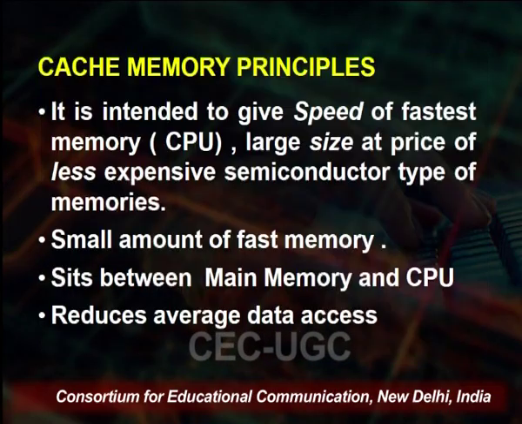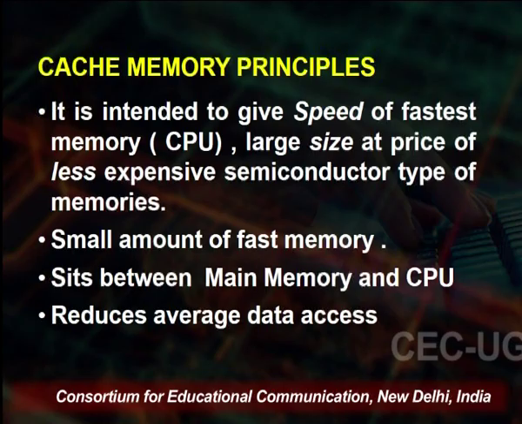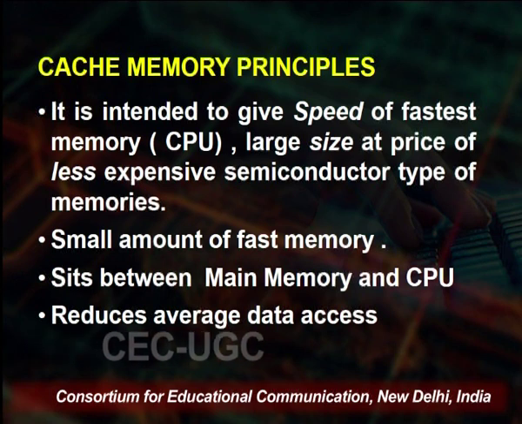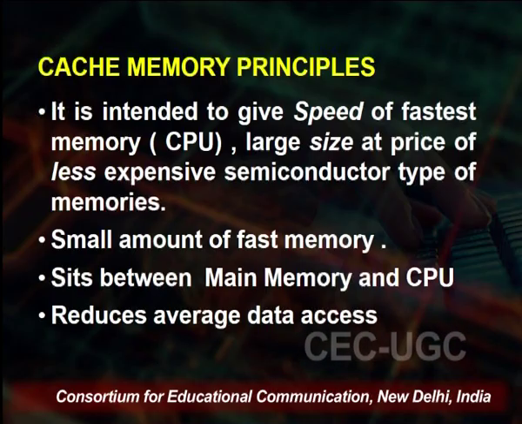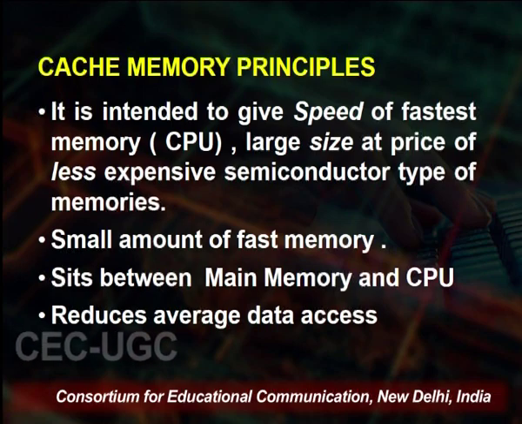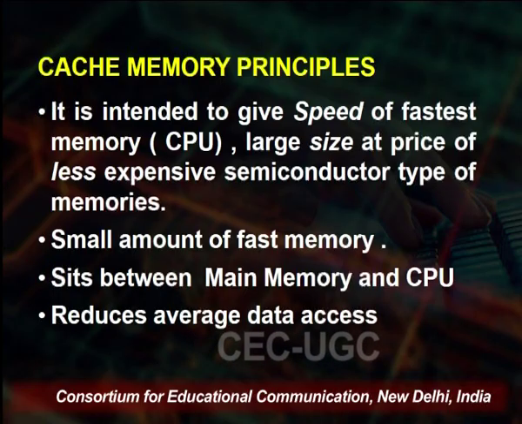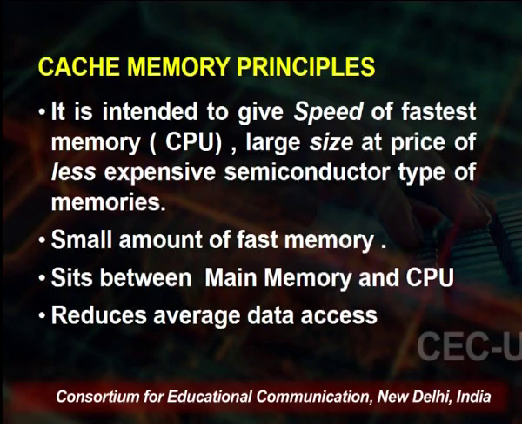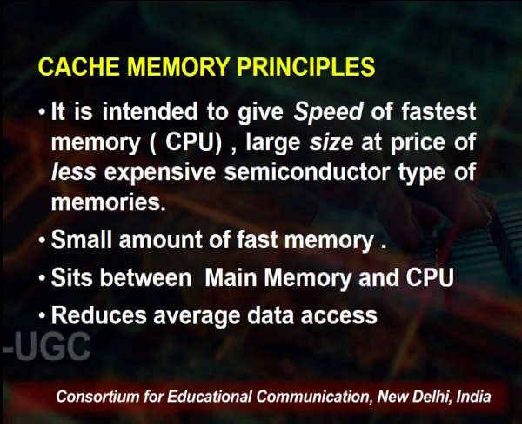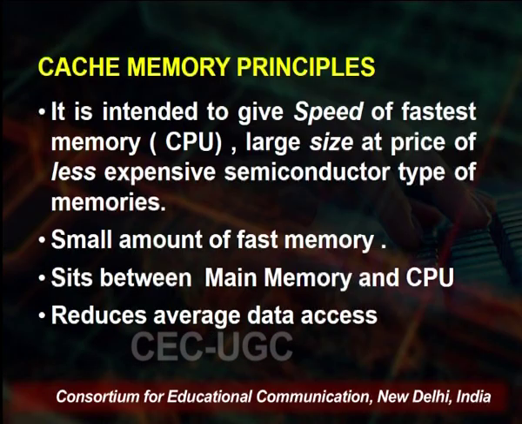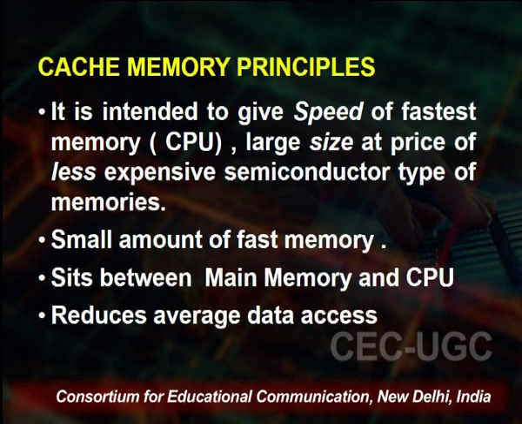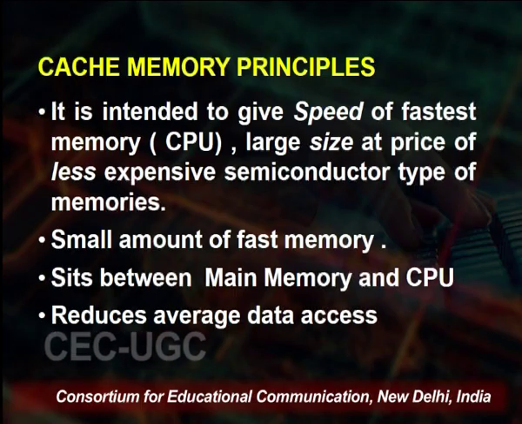So the principle for cache memory, as I just discussed, was to give an upper hand on the speed of the memory as compared to the processors. We want a large size but at the price of a less expensive memory. So instead of saving everything on the system or on the external device, we want something in between, with the additional features and qualities of both of them together. We want a small amount of memory which is fast. We would want it to be positioned between the main memory and the central processing unit, and we definitely want it to have a reduced data access time.